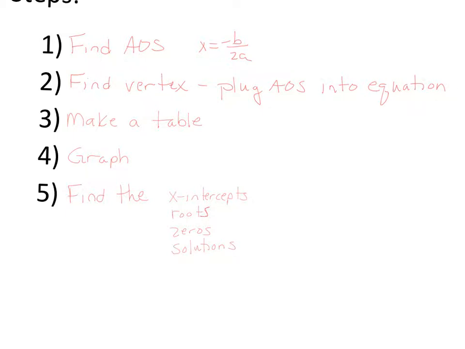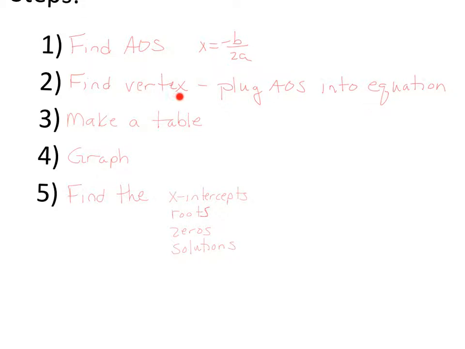Your next step, find the vertex. To find the vertex, we're going to take whatever we get here and plug it into the original equation. So steps 1 and 2 are directly related. The problem is if you mess up step 1, step 2 is way gone at that point. So you have to get step 1 right, otherwise that messes up everything from there on out.